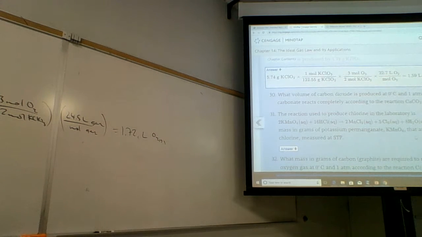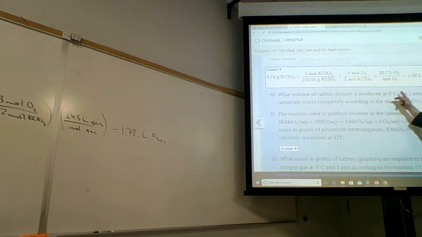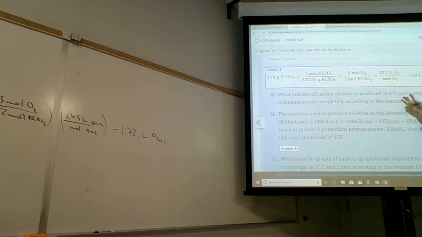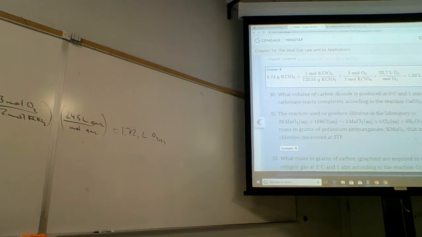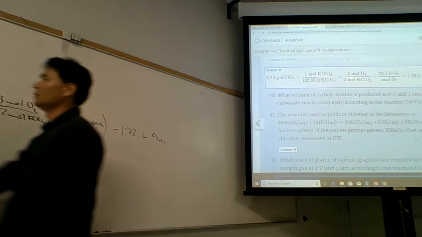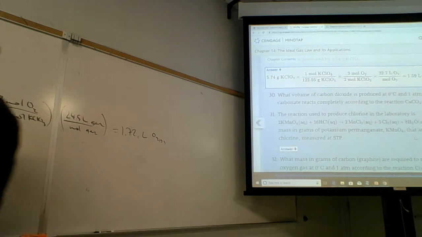This is problem number 30, which uses the old STP. The new STP is 1 bar. The old STP is 0 degrees C and 1 atmosphere, which is 22.4 liters per mole. The new STP is 22.7 liters per mole. And the most useful one is 24.5 liters per mole if we're dealing with atmosphere, or 24.8 liters per mole if we're dealing with bar.